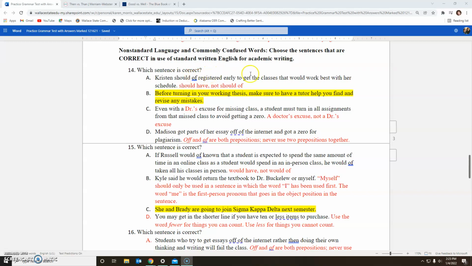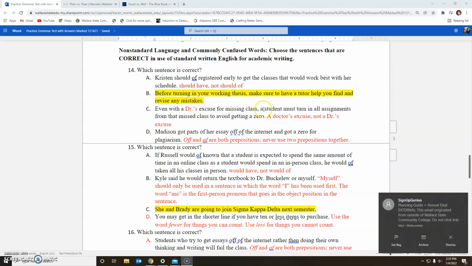Spell check won't catch "of" because "of" is a word, but it is not a verb here. So we need to make sure that we don't use "should of," "would of," "could of," but "should have," "would have," "could have." B is correct.